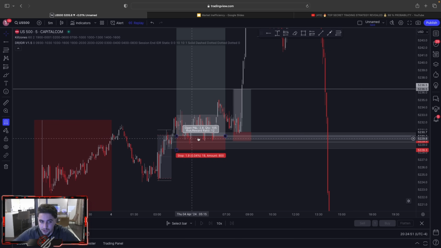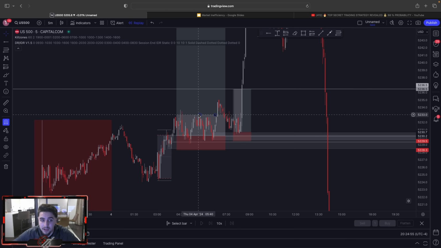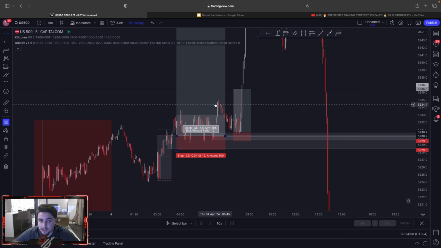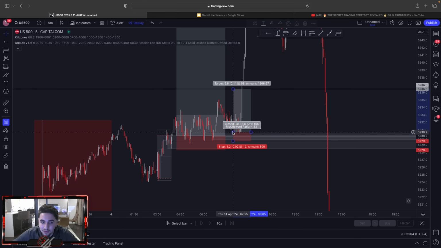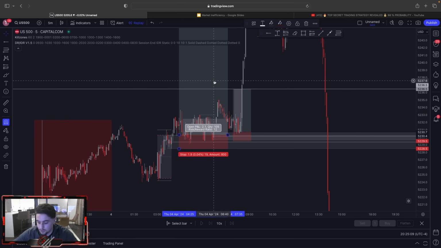Once I saw this range, I wasn't too interested in entering yet. I waited for price to continue to take out this area, this high over here. Once it took out this high, it pulled back into this area of demand. This area of demand was also in line with the IDR. Price reacted from this point. Market executed with our take profit at this region over here.